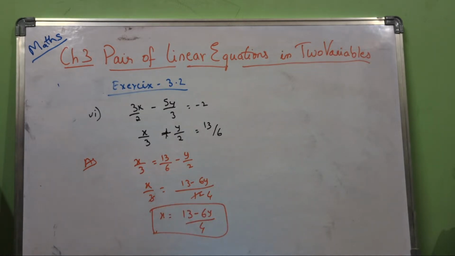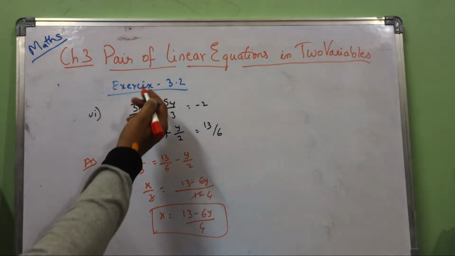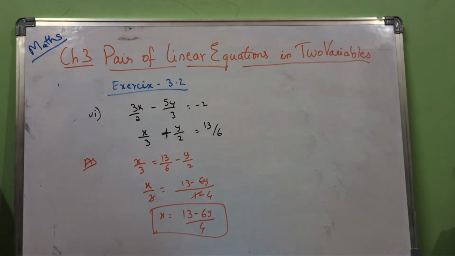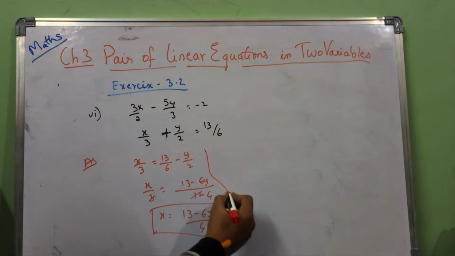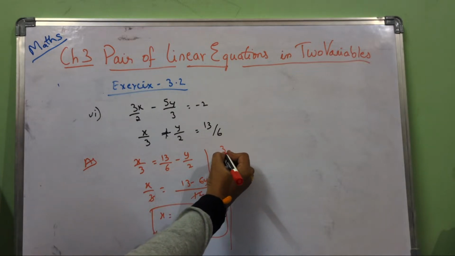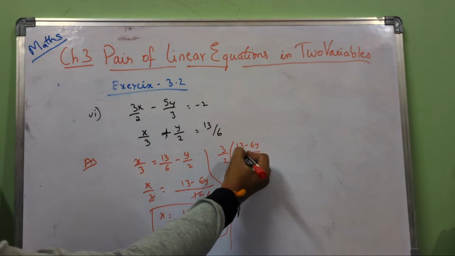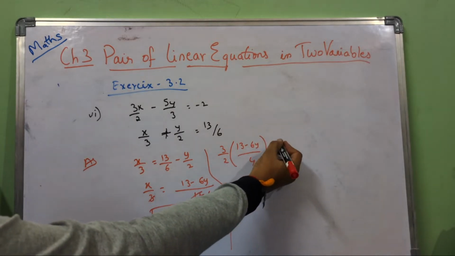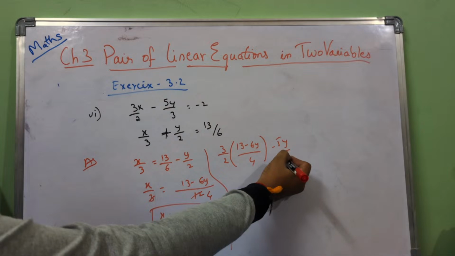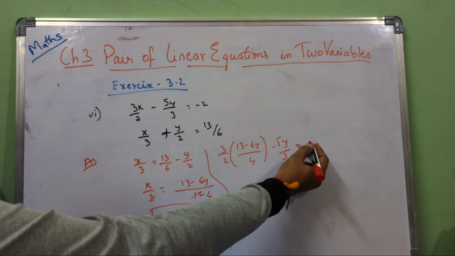Now substitute this in which equation? The first equation, because we always substitute in the other equation. 3 by 2 into 13 minus 6y by 4 minus 5y by 3 equal to minus 2.